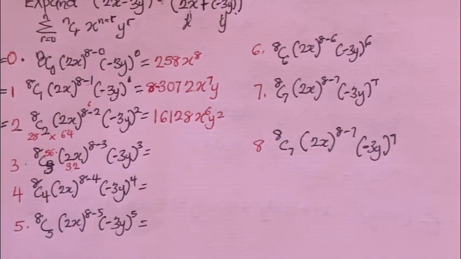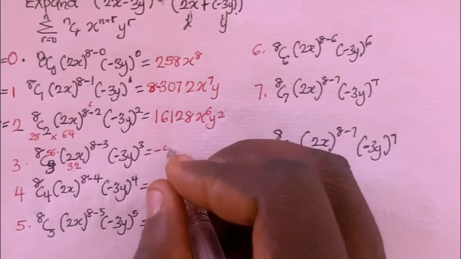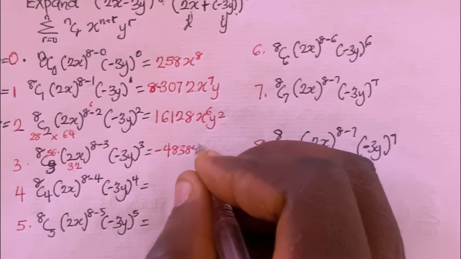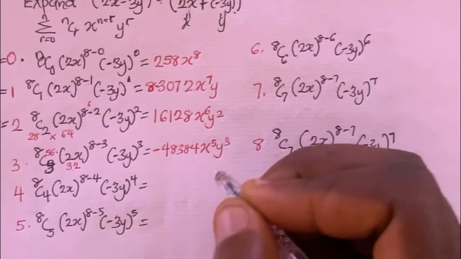Then we simply multiply this together. We're going to have 56 multiplied by 32 multiplied by minus 27. That's going to give us minus 48384. Then we're going to have x raised to the power of 5, then y raised to the power of 3. Then let's move to the next term.